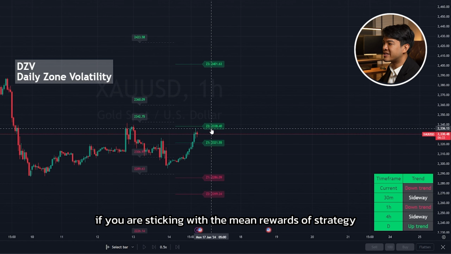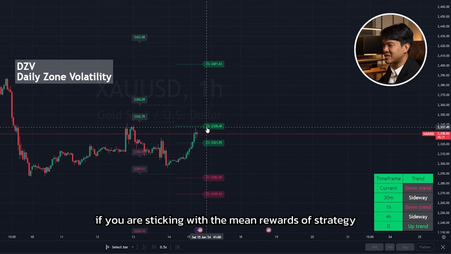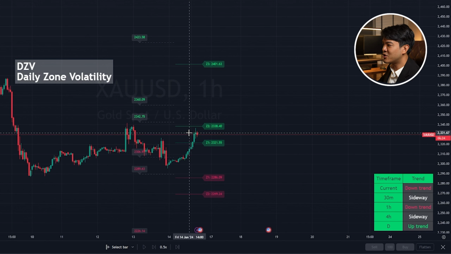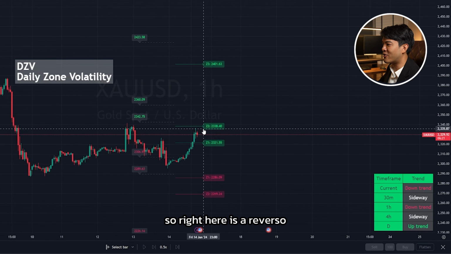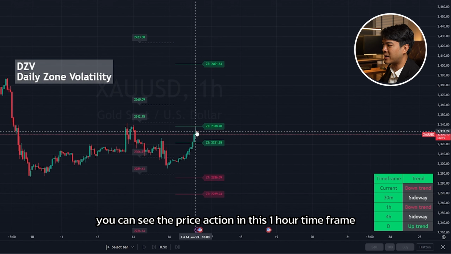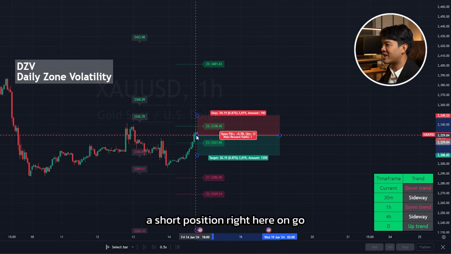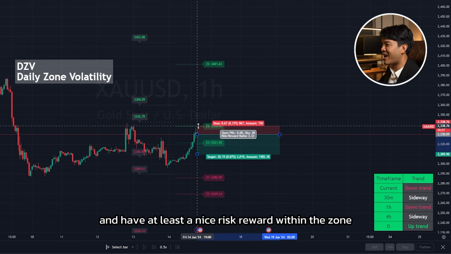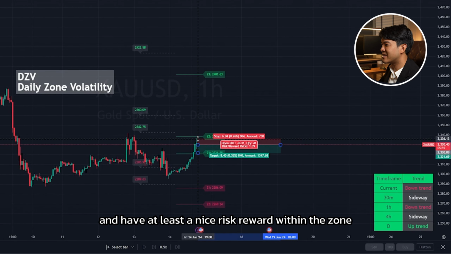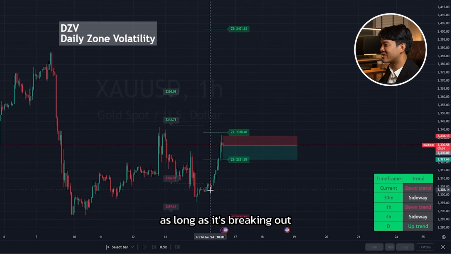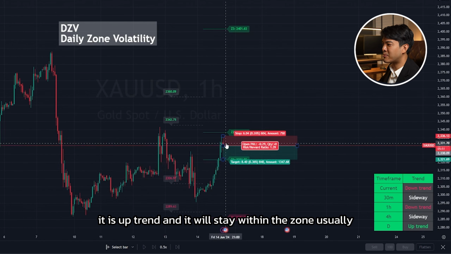So if you are sticking with the mean reversal strategy added on with your own style of trading, you can clearly see that this zone right here is a reversal. You can see the price action in this 1 hour time frame, and you could place a sell position right here, a short position right here on gold and have at least a nice risk reward within the zone. As long as it's breaking out, it is uptrend and it will stay within this zone usually.